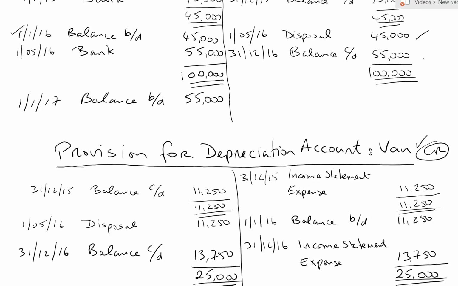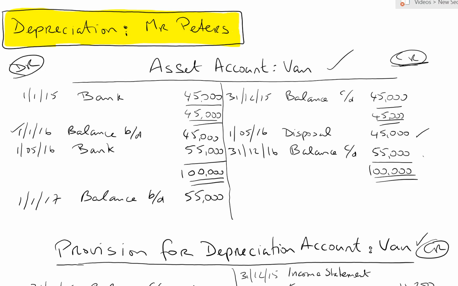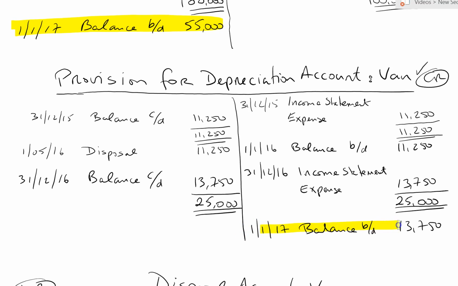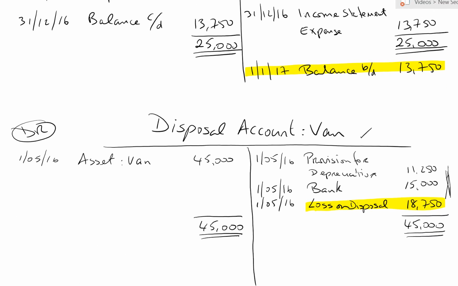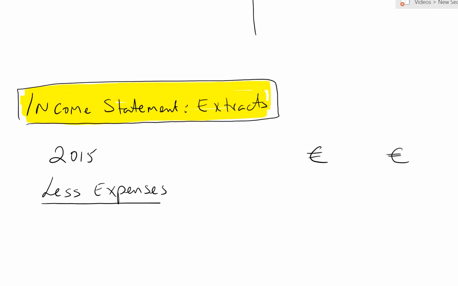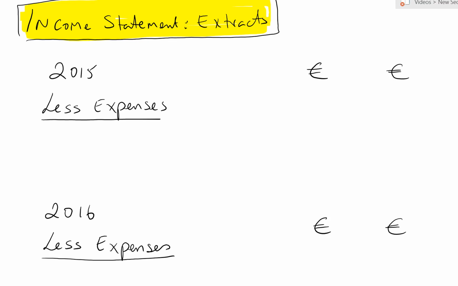Now, what we have here then is, if I just scroll up a little bit, we have the asset account for the 2 years, all balanced off, and a balance brought down here, we can see, of 55,000 going into the start of 2017. Go down through here, we have the provision for depreciation account, same thing, our balance brought down. We have the disposal account with no balance on it. It's balanced off, it's clear. Now, I just set up my income statement extracts down here, and I'm just going to show what I have to put in.